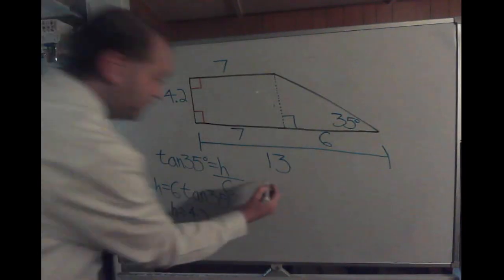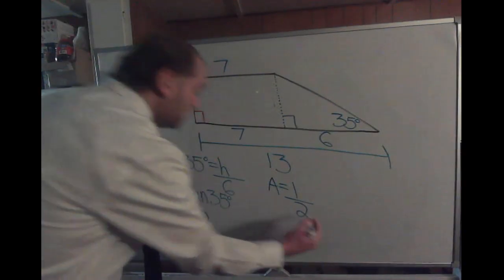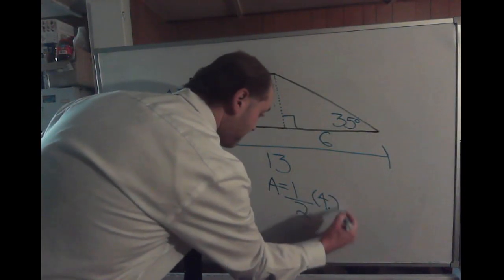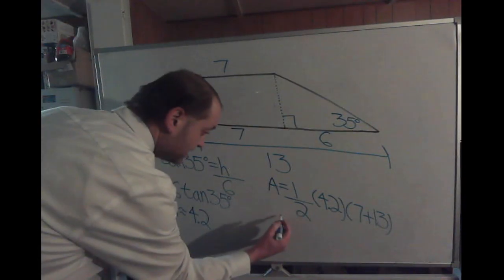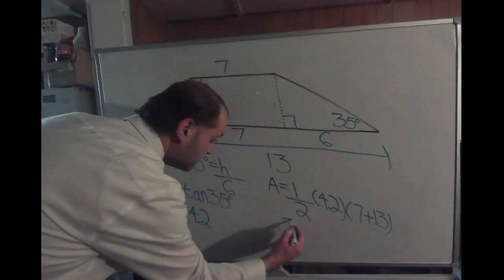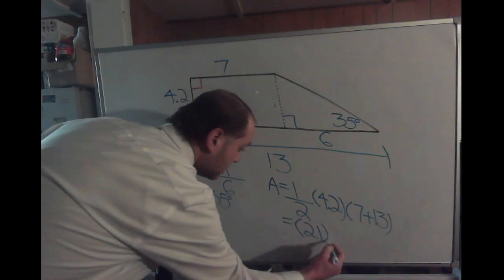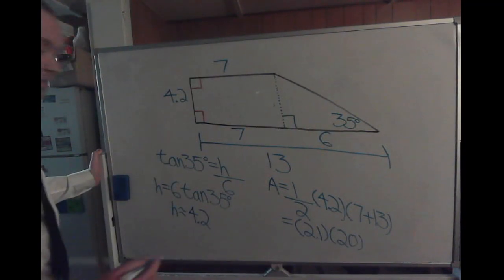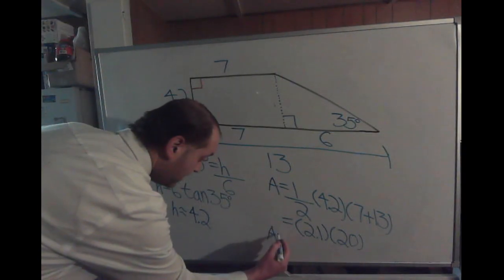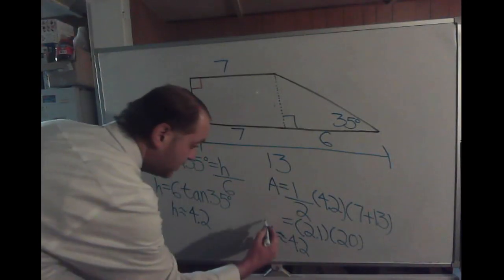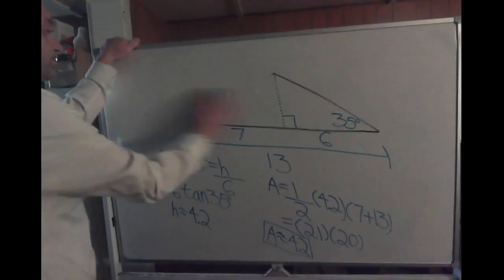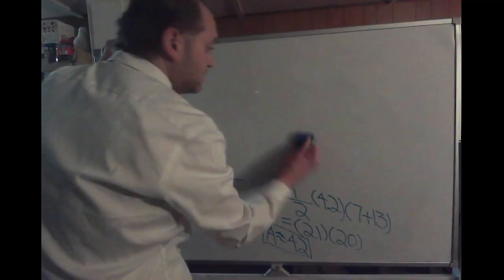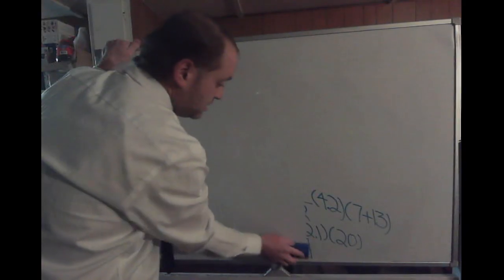Now, it's just a matter of finding your area. You're going to take 1/2 of your height, which would be half of 4.2, times the sum of your two bases, which would be 7 plus 13. Now half of 4.2, that's 2.1 times 20, which should end up giving you 42. So the area would be approximately equal to 42 square units. By the time you find everything, your area is approximately 42 square units. Got 2 more exercises, then we're done.